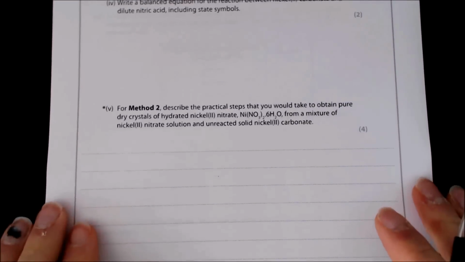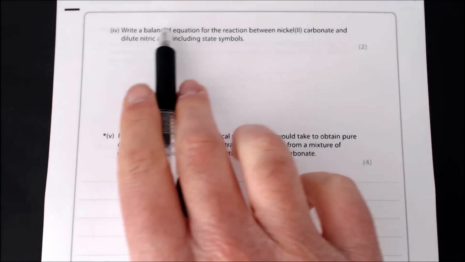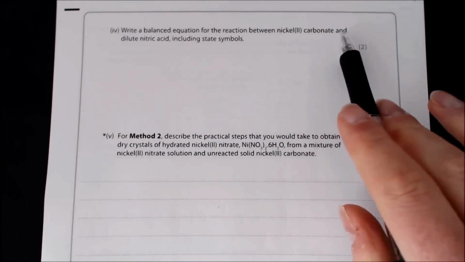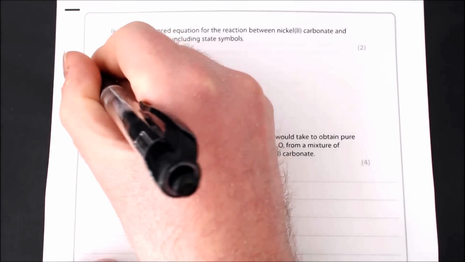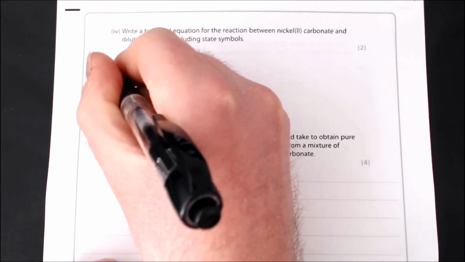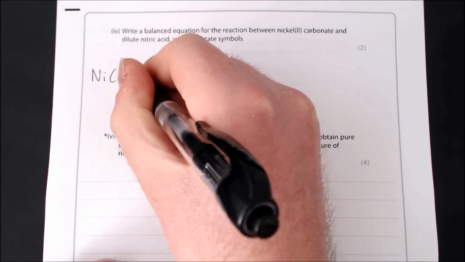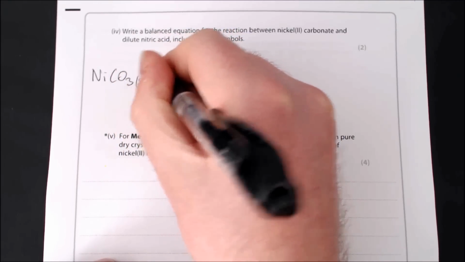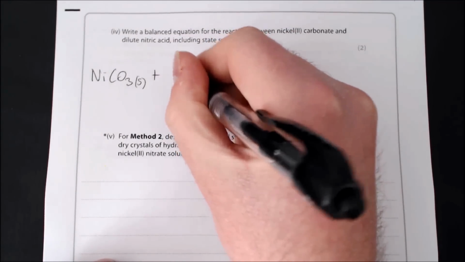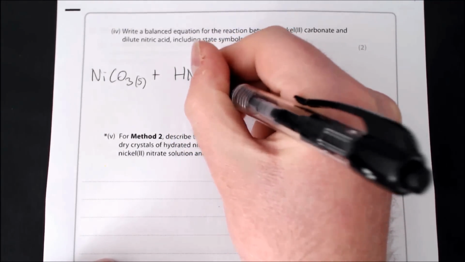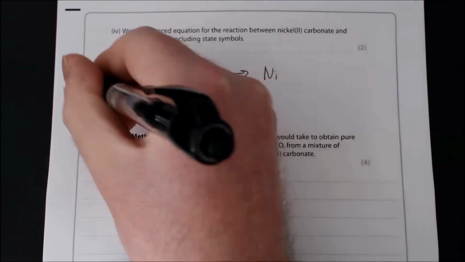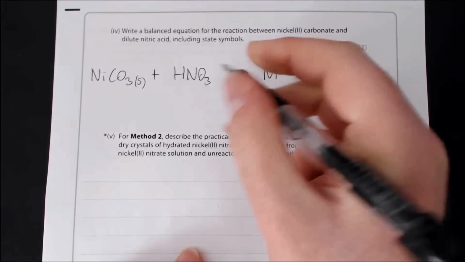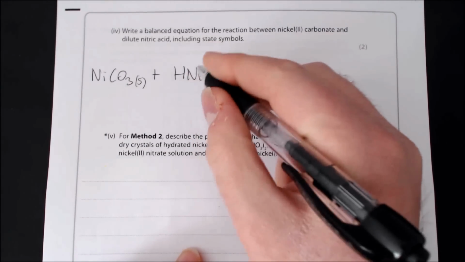Okay, right, and on to the final part of this question, or the final parts, shall we say. It says, write a balanced equation for the reaction between nickel 2 carbonate and dilute nitric acid. We've got to include state symbols for this as well. So let's make a start. So we're going to put nickel carbonate, which is NiCO3. Nickel carbonate is a solid, and this is going to react with nitric acid, so HNO3. So this is acid plus base, and this will produce salt.